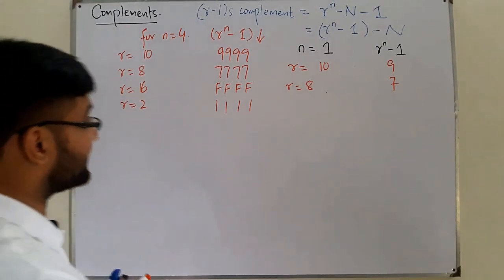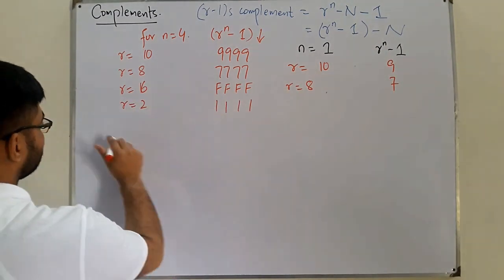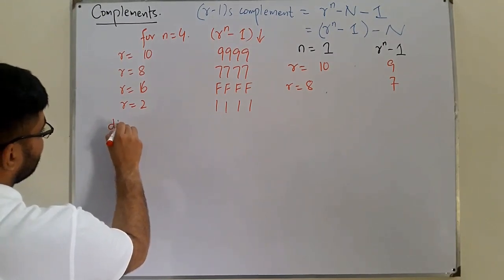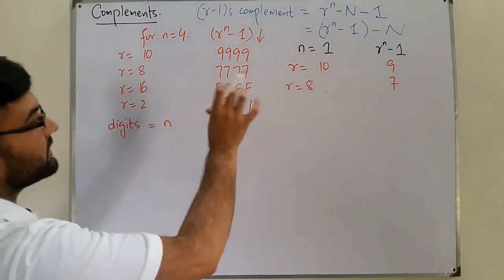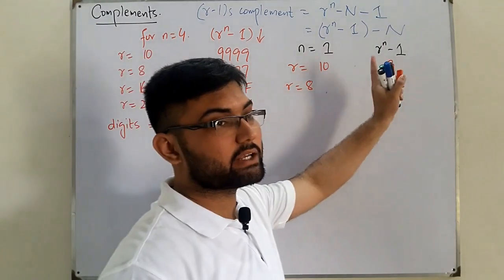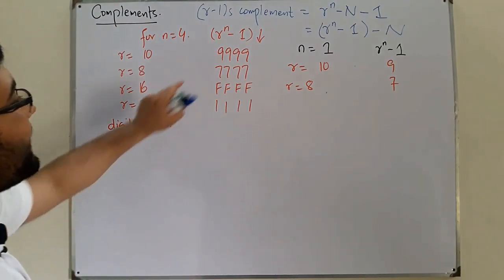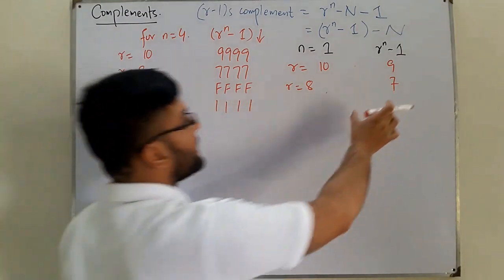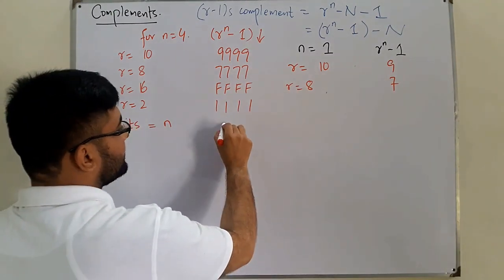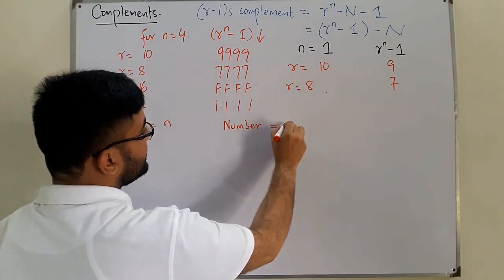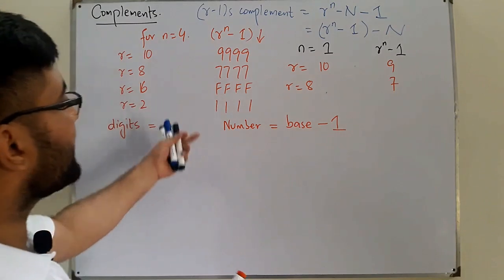So let us simplify this. Depending on the n, you have that number of digits. The number of digits in R to the power n minus 1 would be equal to n, the number of digits in the required number. And what would be that number? That would be the base minus 1. And how many digits are repeated? That is equal to the original number's digits.